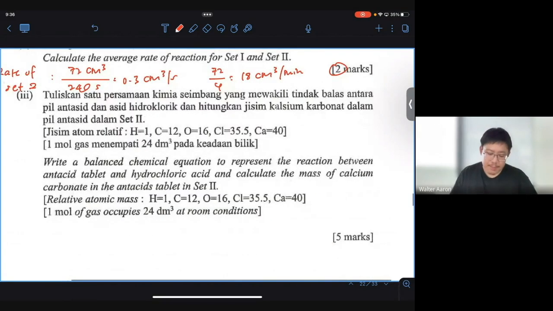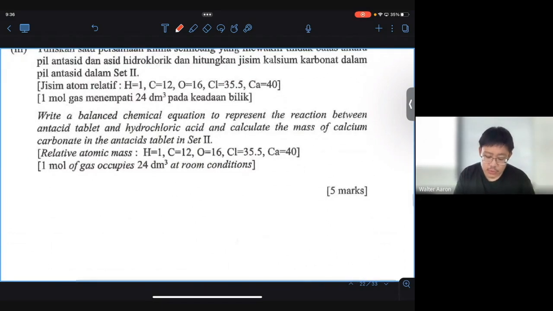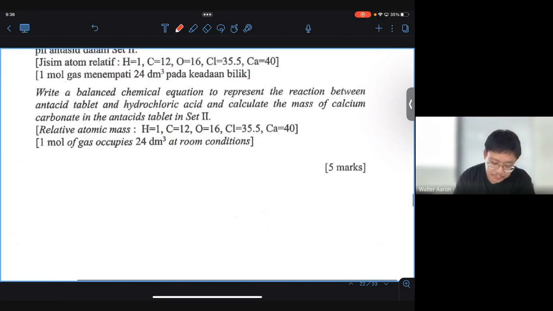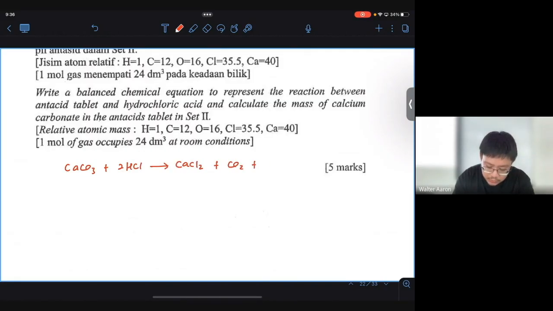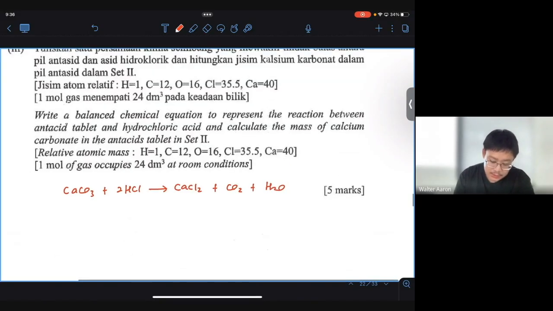Okay, all right. Now write a balanced chemical equation to represent the reaction between antacid and HCl, and then calculate the mass of calcium carbonate in the antacid tablet in set 2. Okay, now let's see. So the chemical equation here is very simple. We have CaCO3 plus 2HCl. You'll be able to get CaCl2 plus CO2 plus H2O. All right.